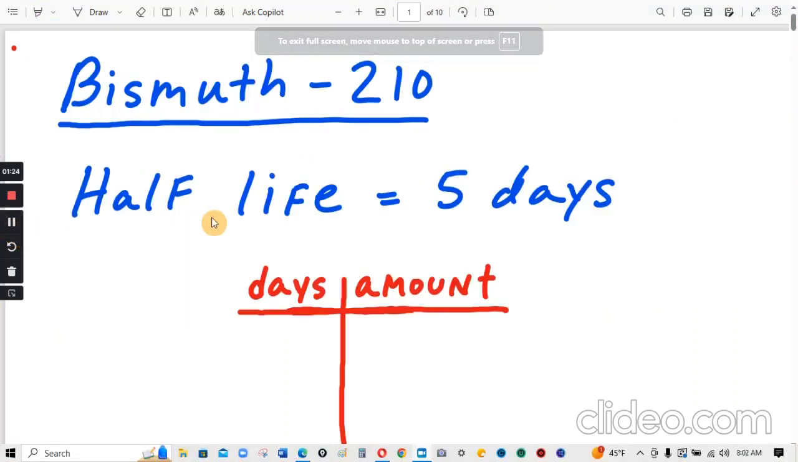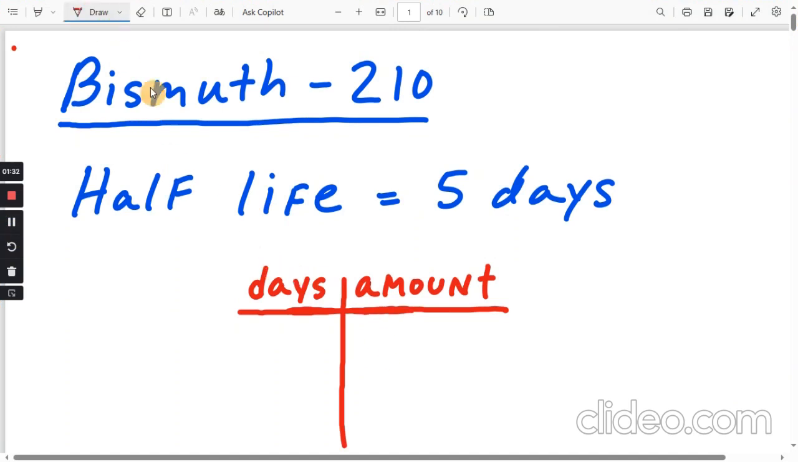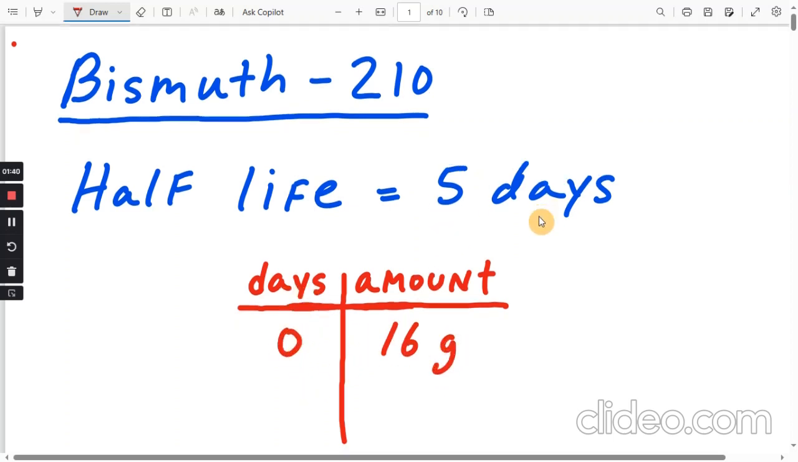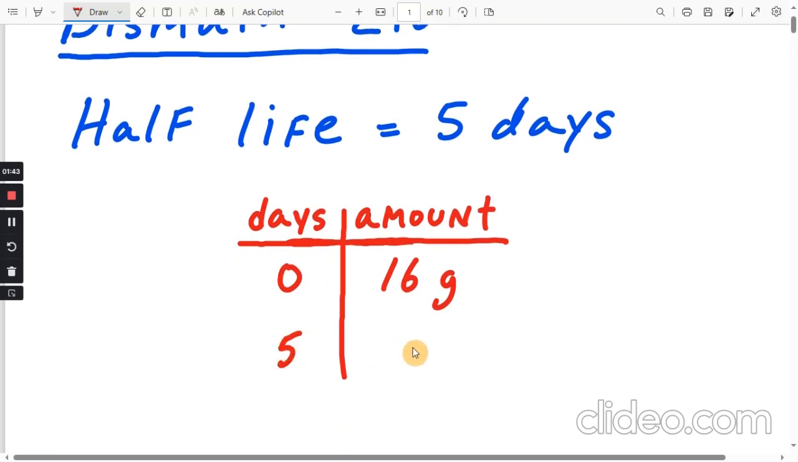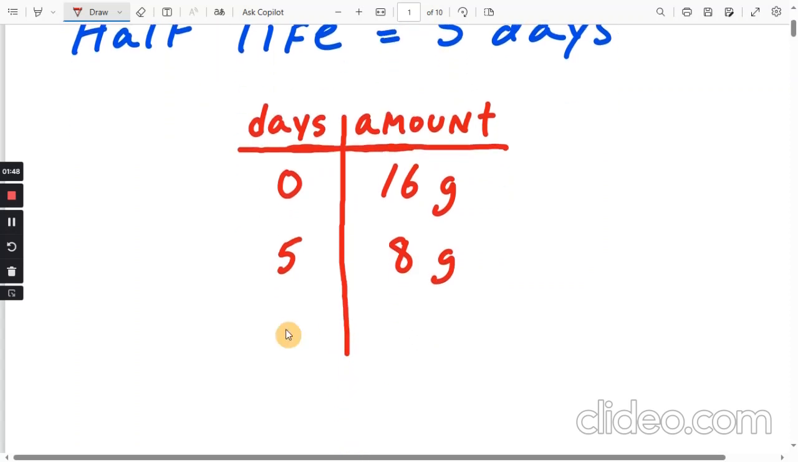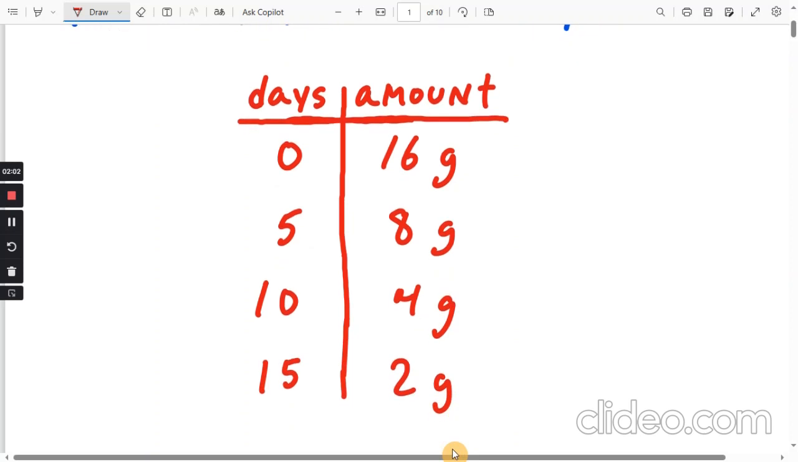Bismuth-210 has a half-life of 5 days. In their example, the amount they started with is 16 grams, and that's on day 0. Within 5 days, it's cut in half to 8 grams. Then another 5 days, which is 10, it's cut in half to 4 grams. Finally, another 5 days, it's cut in half to 2 grams, and so on.